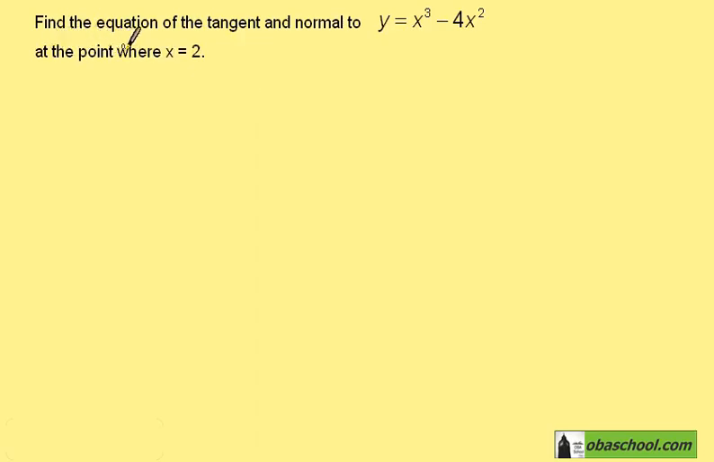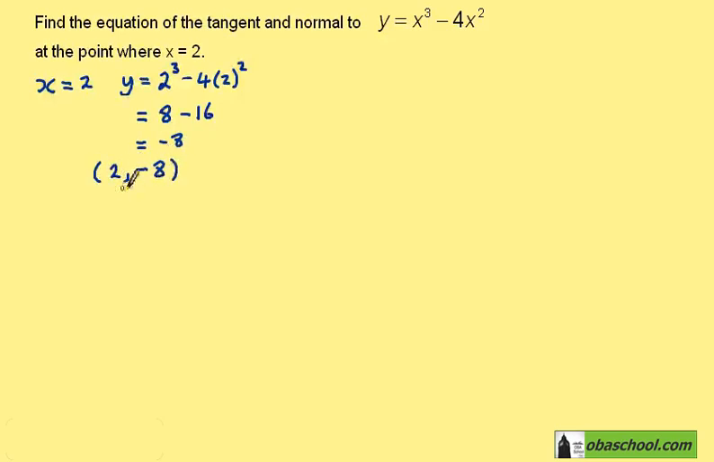We want to find the equation of the tangent and normal to y equals x cubed minus 4x squared at the point where x is equal to 2. So if x is equal to 2, y is equal to 2 cubed, take away 4 times 2 squared, which is 8, take away 4 times 4, which is 16, which is minus 8. So the coordinates of the point on the curve where x equals 2 are 2 and minus 8.